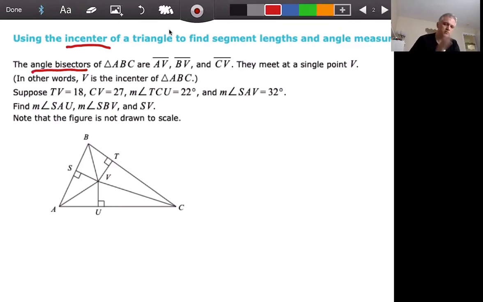So with that in mind, let's look at this diagram here. They said angle bisectors are AV and BV and CV. Those are all angle bisectors. So AV cuts what used to be angle A in 2 equal halves. BV cuts what used to be angle B into 2 equal halves. And then CV cuts what used to be angle C into 2 equal halves. So that's given to you.